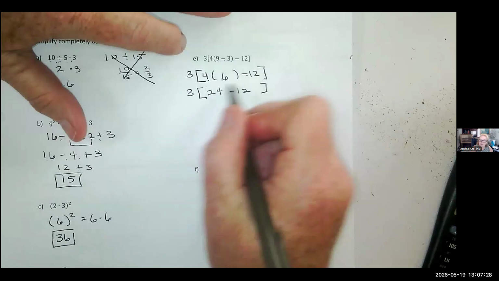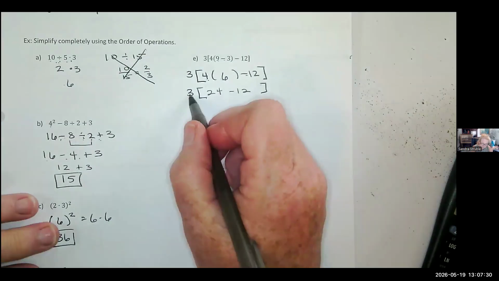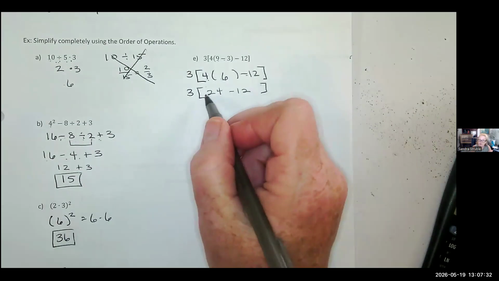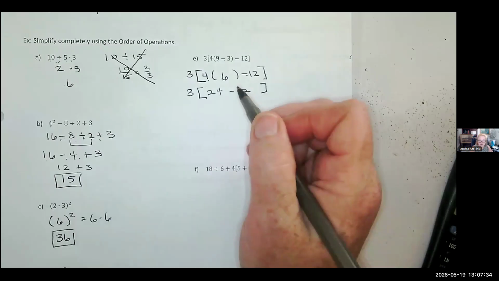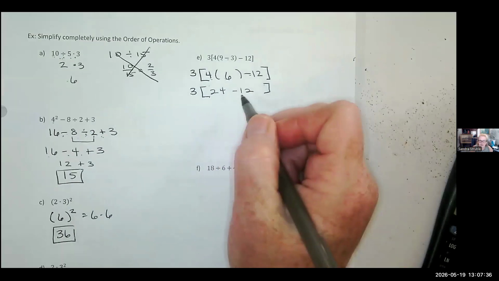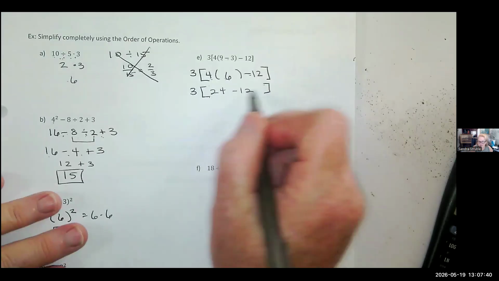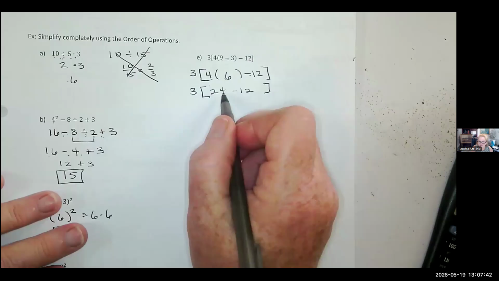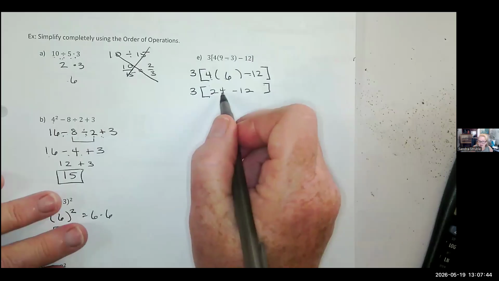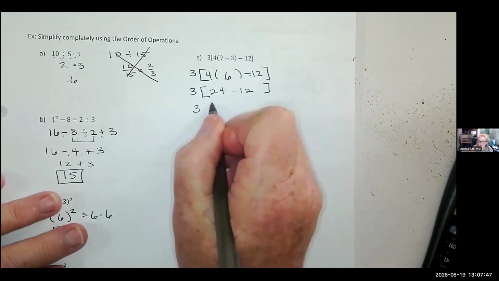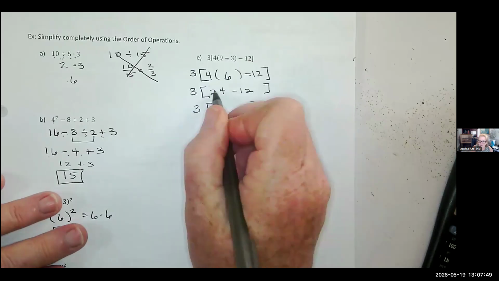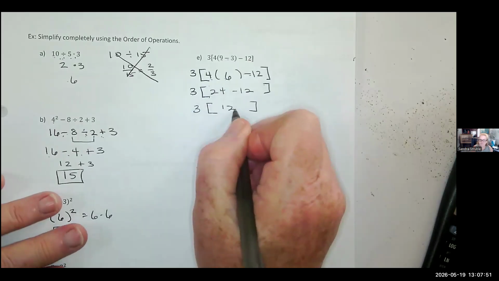Remember, this 3 is multiplied to this. Don't distribute this because it's just numbers. Do not distribute it. People make so many mistakes by doing that. The only time you're going to distribute is whenever you have a variable mixed in there, and we do not in this case. So 3 times 24 minus 12 is 12. Now it's 3 times 12, which is 36.